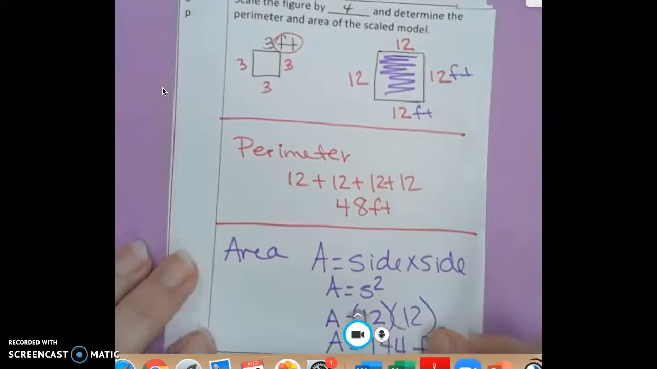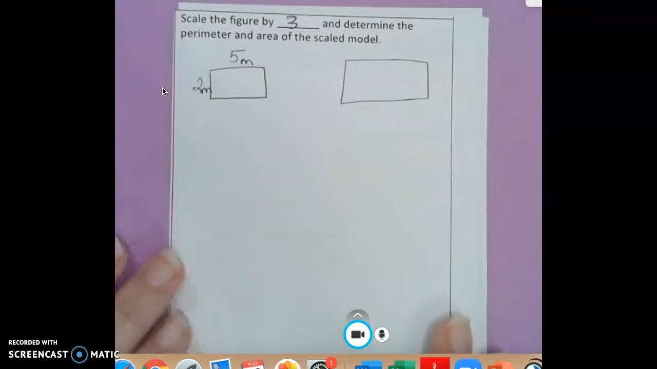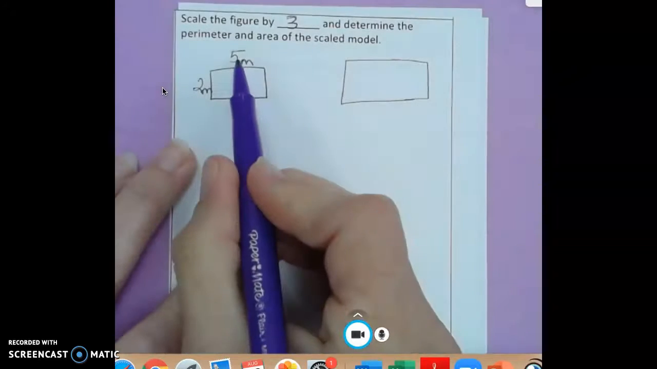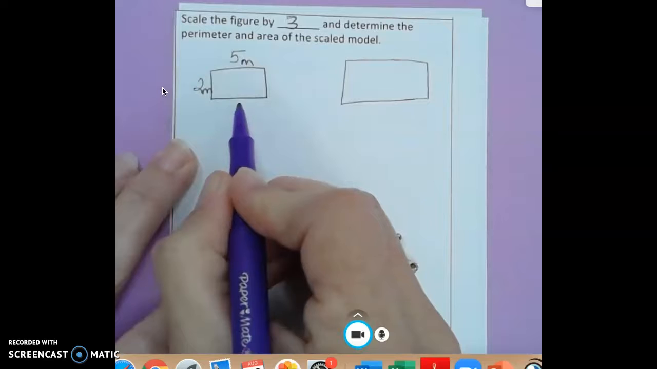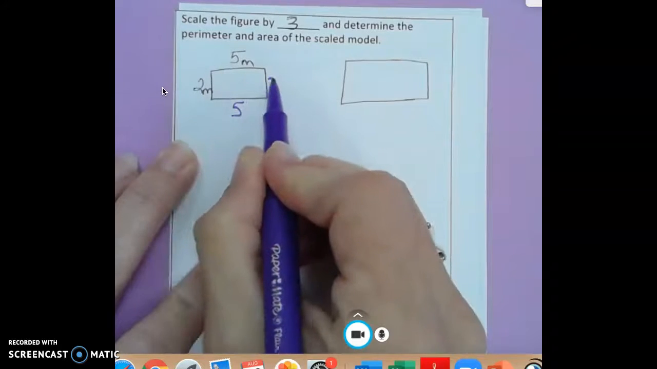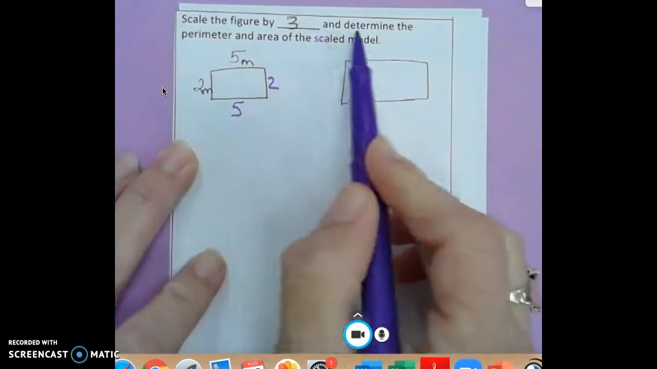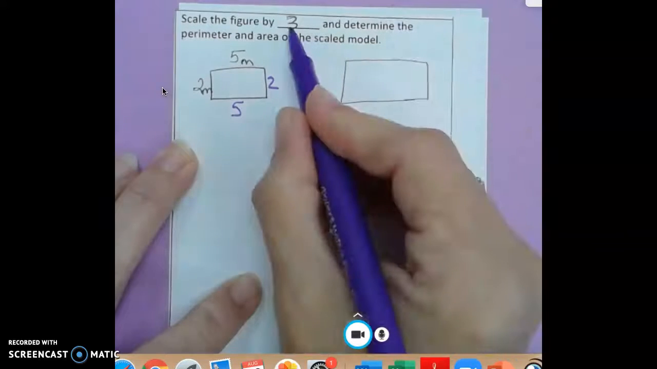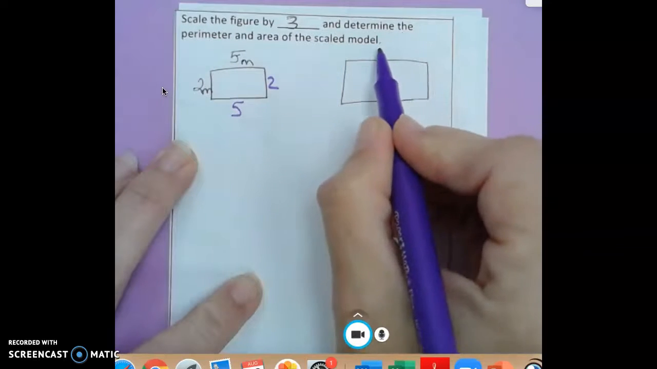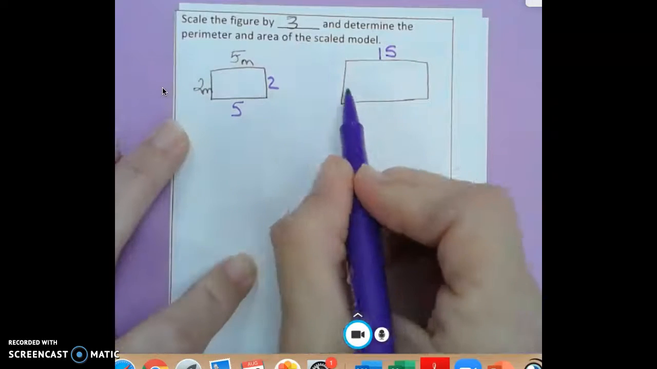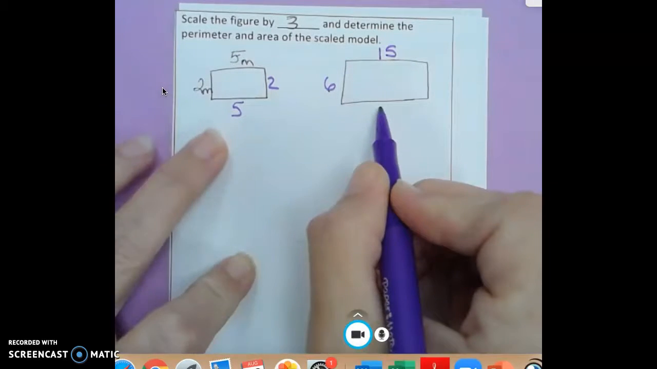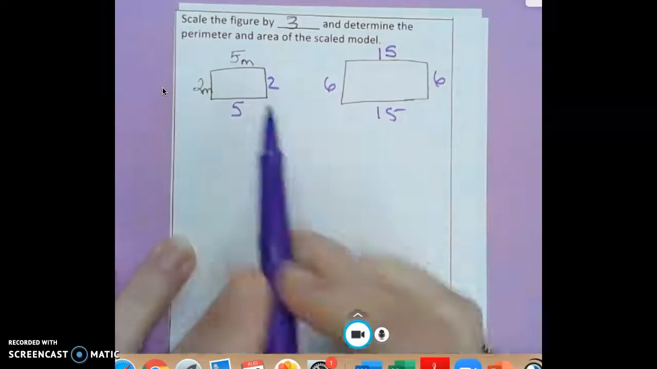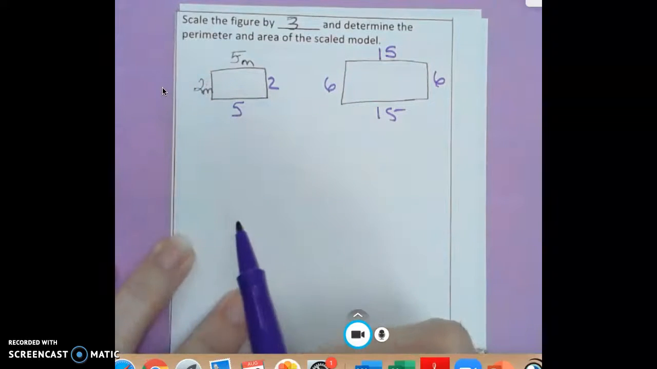Okay, so let's try a rectangle, and this time it asks us to scale it by 3. If we remember that opposite sides are equal and parallel, this one's going to be 5, and then this side is going to be 2. So if we scale this new rectangle, we're going to multiply each one by 3. That's going to be 15, 6, 15 here, and then 3 times 2 is 6. So we multiplied each side by 3.